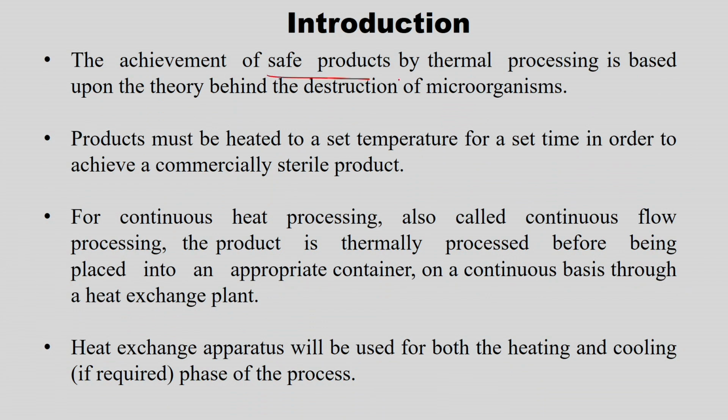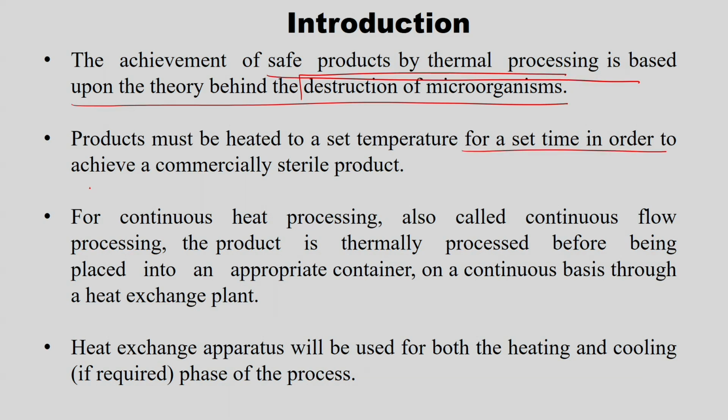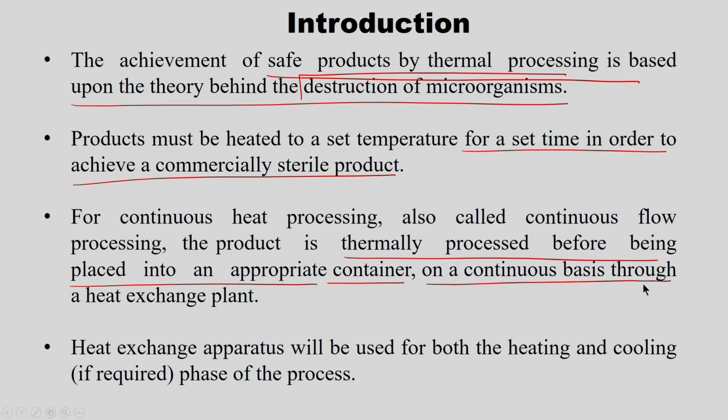The achievement of safe products by thermal processing is based upon the theory behind the destruction of microorganisms. So, why are we thermal processing it? For the destruction of microorganisms. The products must be heated to a set temperature for a set time in order to achieve a commercially sterile product. In continuous heat processing, also called continuous flow processing, the product is thermally processed before being placed into an appropriate container, on a continuous basis through a heat exchanging plant. So, the main part of the continuous thermal processing is nothing but a heat exchanger.